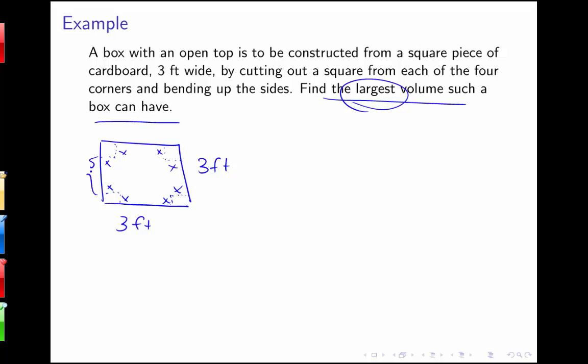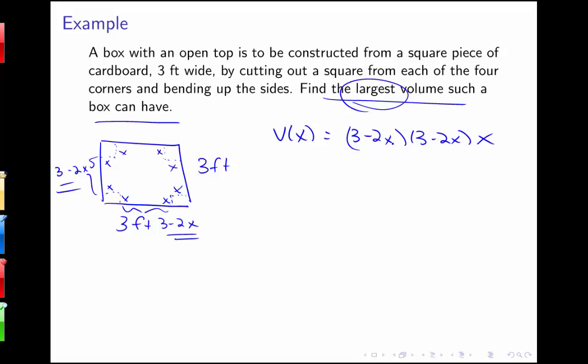Well, if I cut out corners of x and x here, and this piece has side 3, then this length would be 3 minus 2x. And the same thing would be true here. I'd have 3 minus 2x. So my volume in terms of x is going to be (3 minus 2x) times (3 minus 2x) times x.